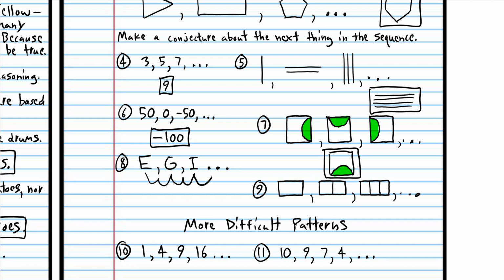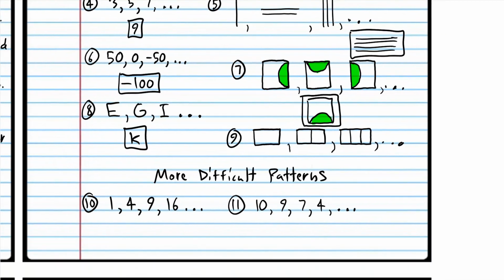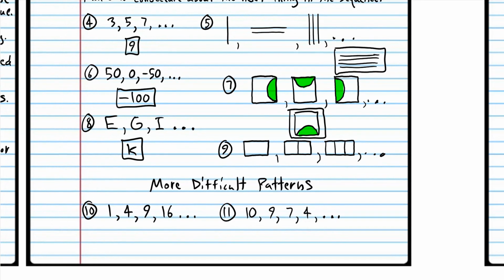So A, B, C, D, E. Let's see here. A, B, C, D, E, F, G, H, I, J, K. So it looks like the next one's going to be K. We're just skipping letters in the alphabet. That's the pattern. So that one was a little harder. If you had a little trouble with that, don't worry about it. Some of these do get fairly challenging.